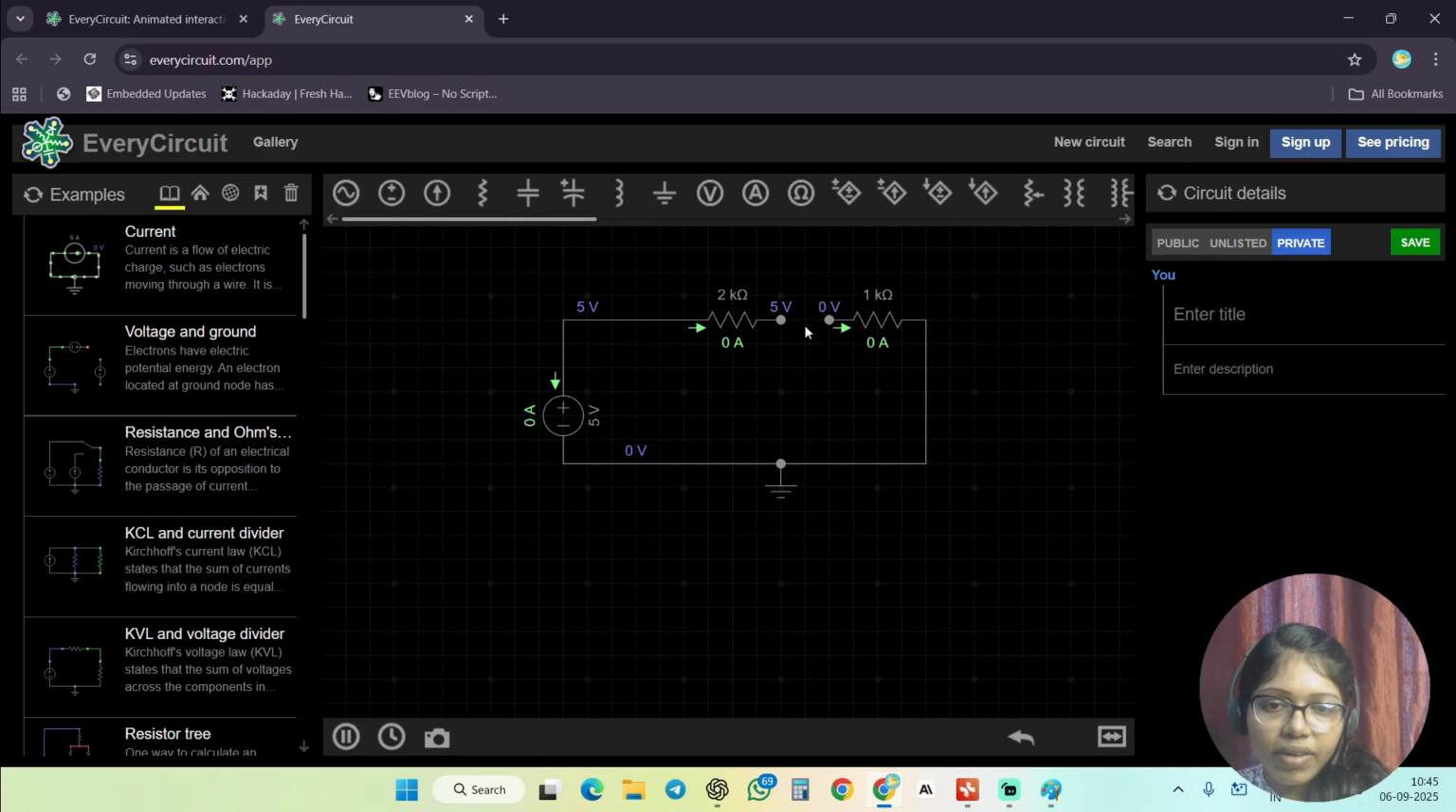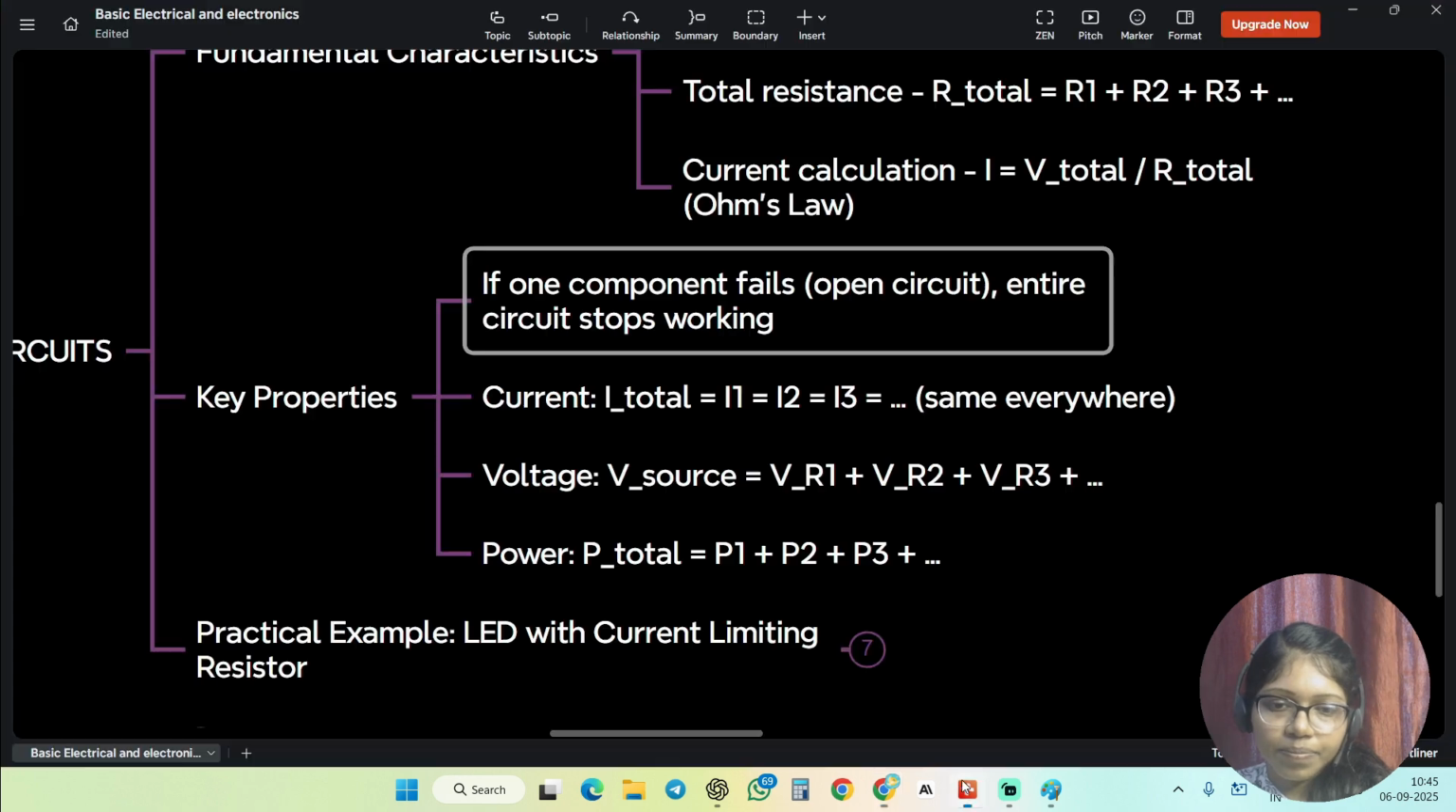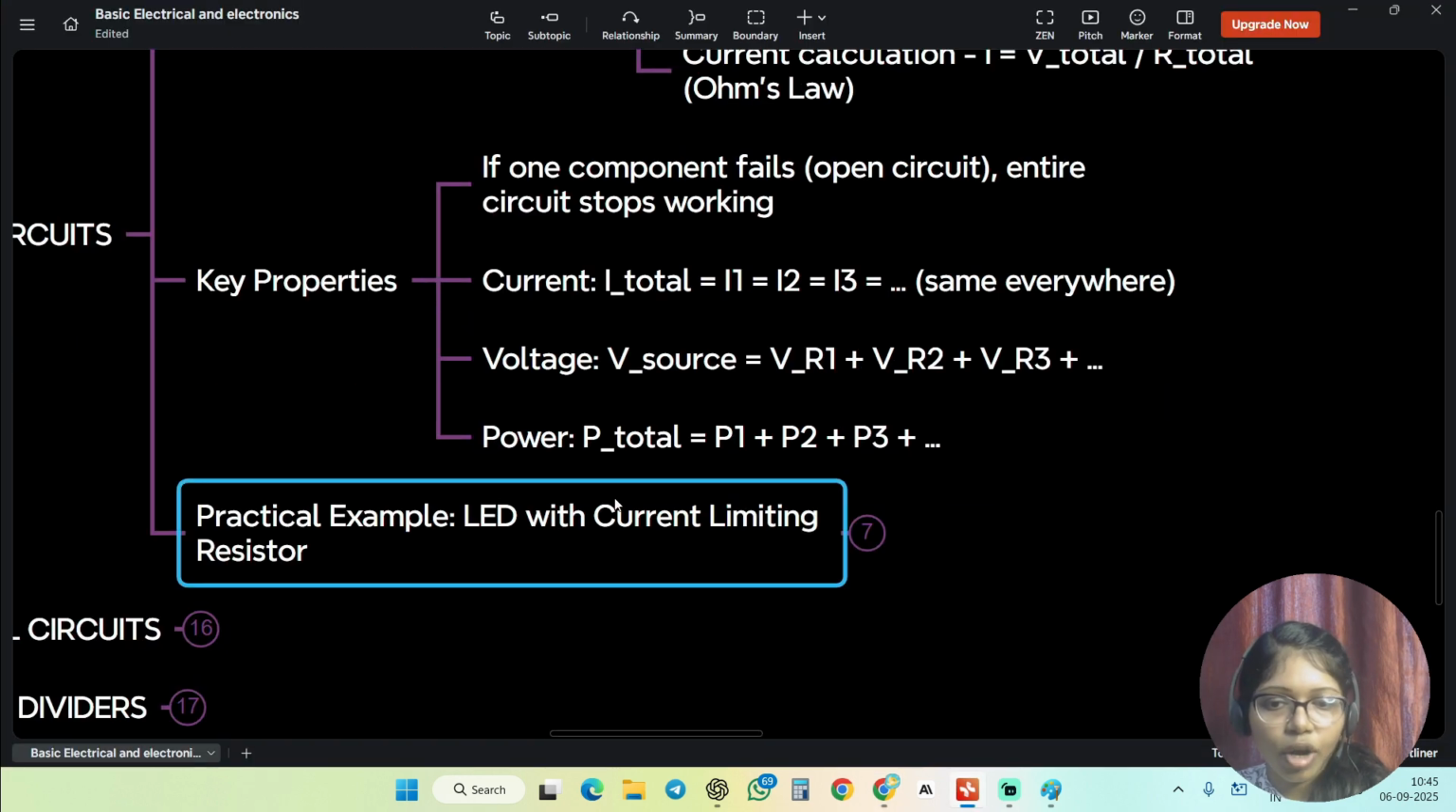Even though we have cut off only one line, the flow of current is completely stopped. It will completely affect the entire circuit. So that is what you need to understand about the series connection. I hope you got clear about this point. This is how you are going to find it out.